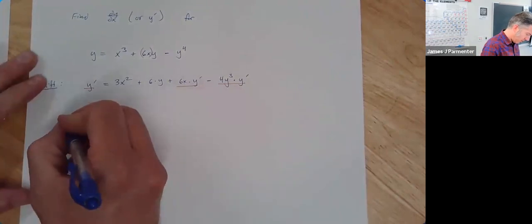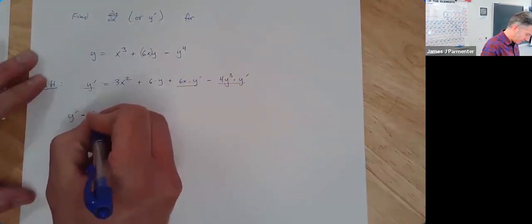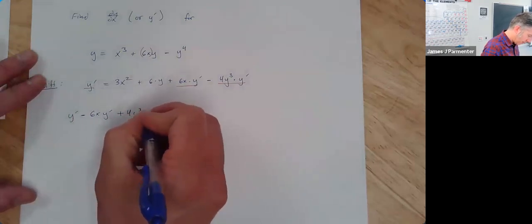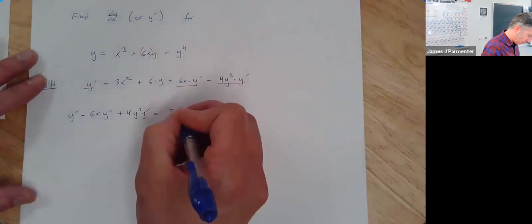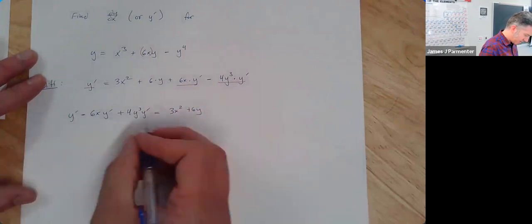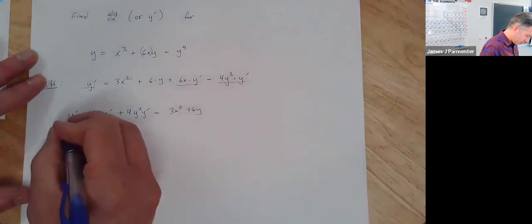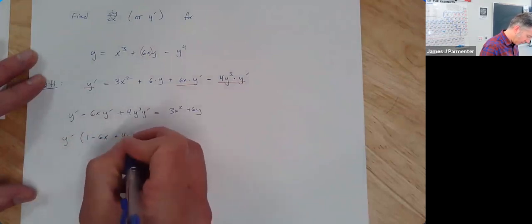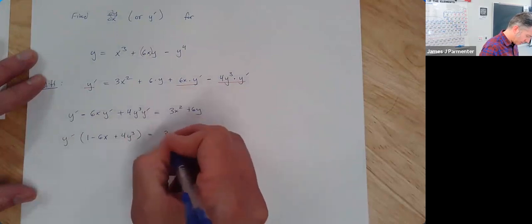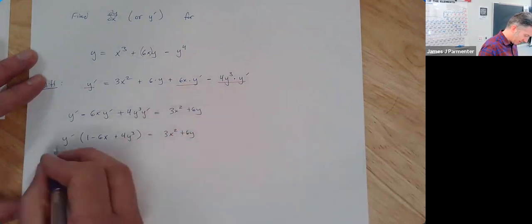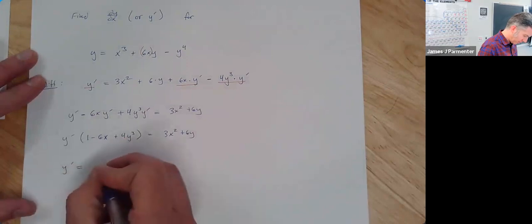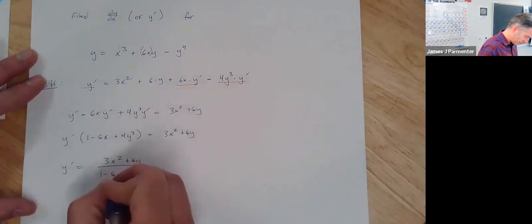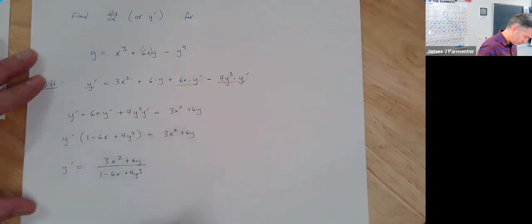I'm going to get y prime minus 6x times y prime plus 4y cubed times y prime equal to 3x squared plus 6y. Factor out a y prime. So we're left with a 1 minus 6x plus 4y cubed, still equal to 3x squared plus 6y. Finally, divide by this. The y prime equals 3x squared plus 6y divided by 1 minus 6x plus 4y cubed.